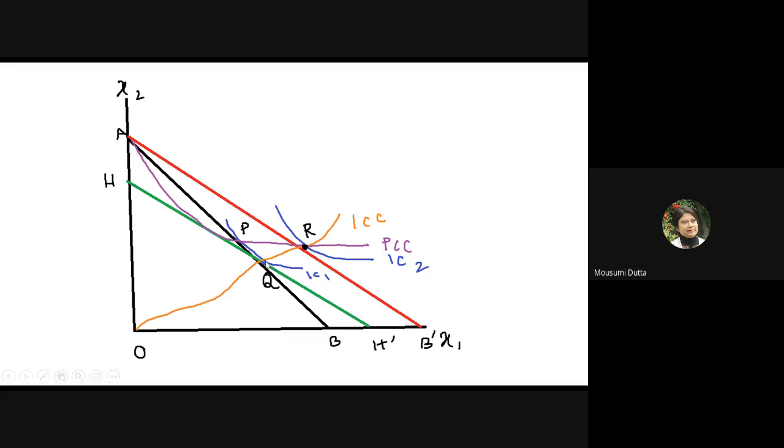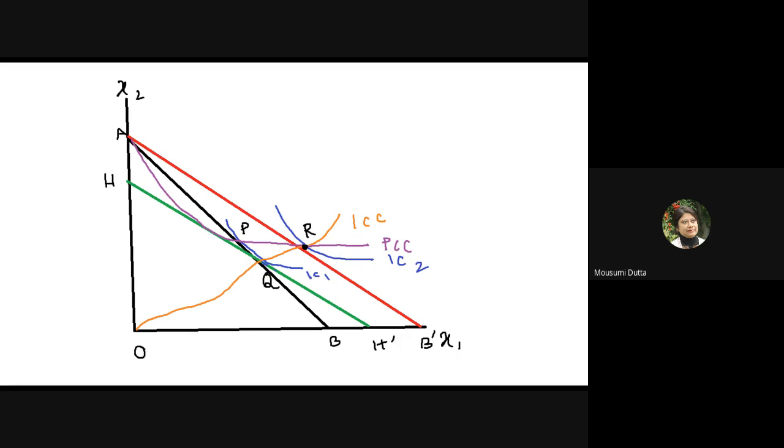So HH prime has equilibrium at Q. It is touching IC1 at Q, and AB prime is touching IC2 at R. So if I join Q and R with the origin, we are getting ICC. Okay, so we can draw ICC and PCC for the Hicks and the Slutsky models too.